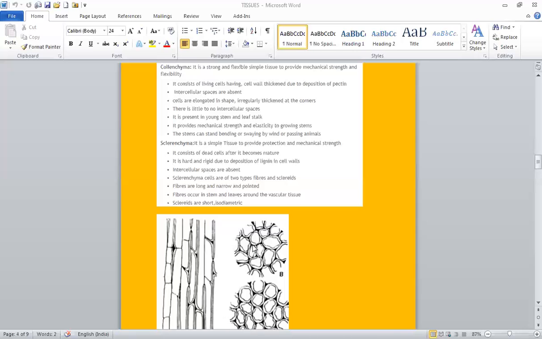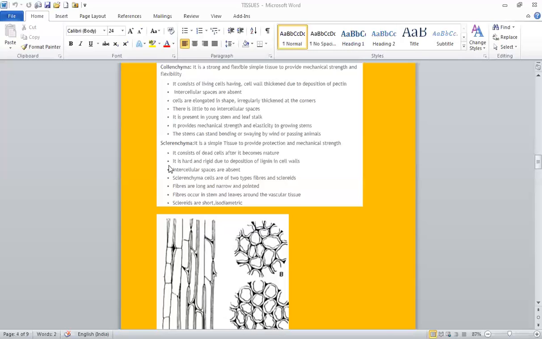In these cells, intercellular spaces are absent. You can see the diagram also. There are no intercellular spaces. Cells are elongated in shape, irregularly thickened at the corners. Thickening is not uniform. It is irregular. Either there is no intercellular space, or if in any case intercellular space is present, it is very little.